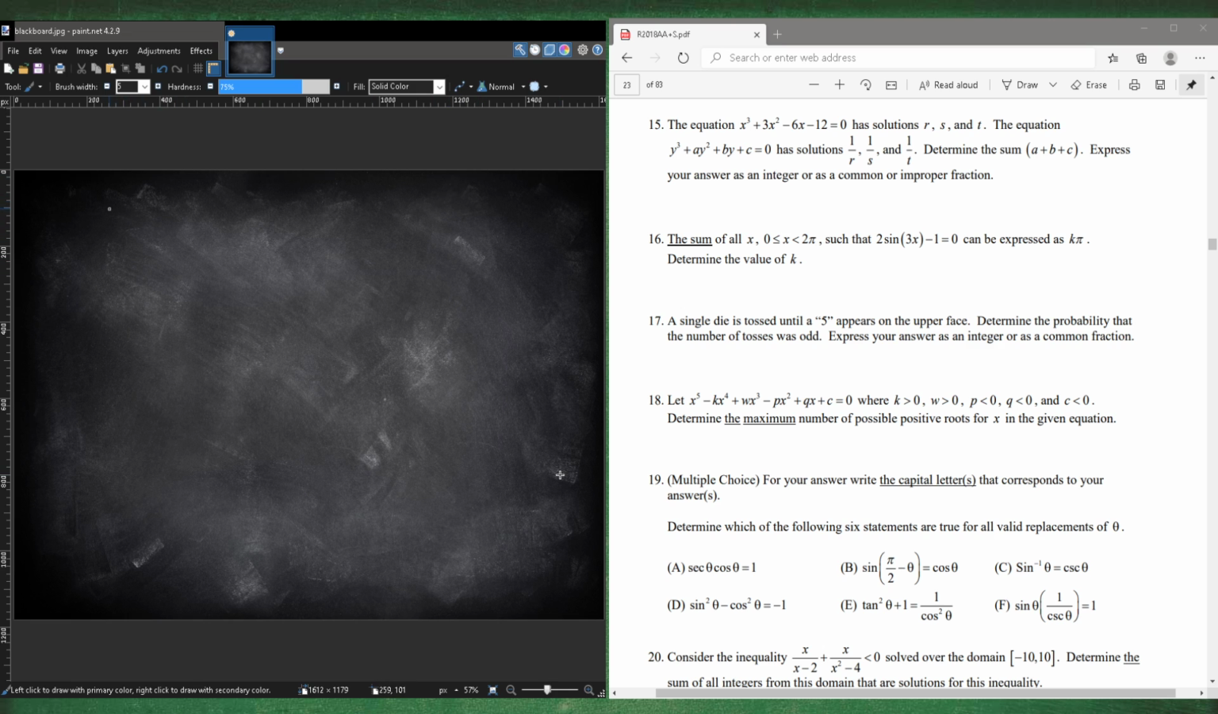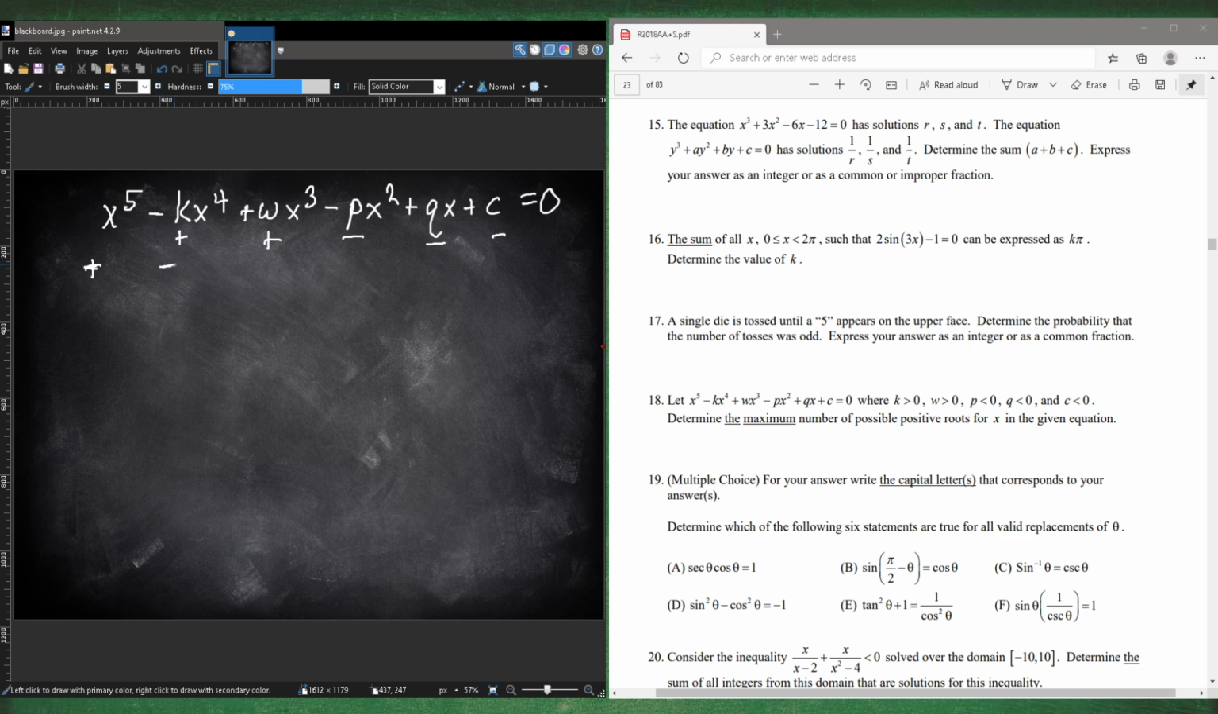So what we have is x to the power 5, and then minus k. K is positive, so this is negative, k x to the power 4. And then we have plus w x cubed minus p x squared plus q x plus c. W is positive, p is negative, q is negative, and c is negative. That's equal to 0. So we just need to look for changes. So this term is positive.